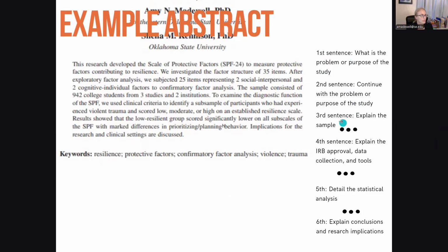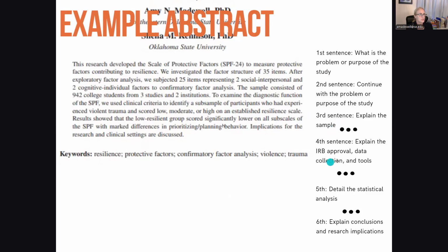Third, we need to start going over the method. The sample consisted of 942 college students from 3 studies and 2 institutions. It does not say that this data was collected at OSU or at Southeastern. We just know it's from 2 institutions. So by being vague, we're keeping the sample participants' identity obscured. So that's our third sentence explaining our sample.